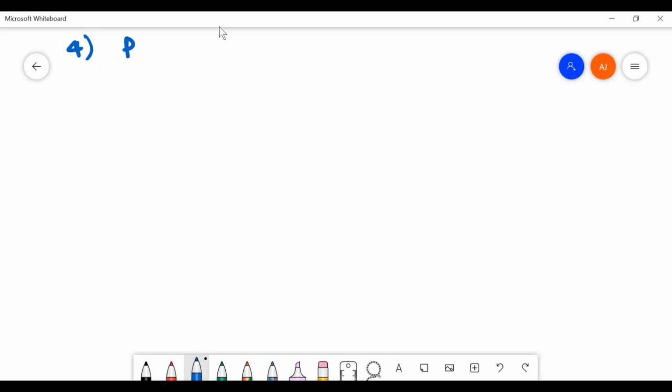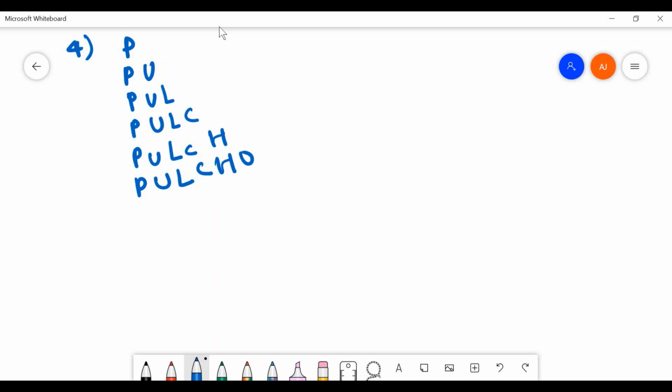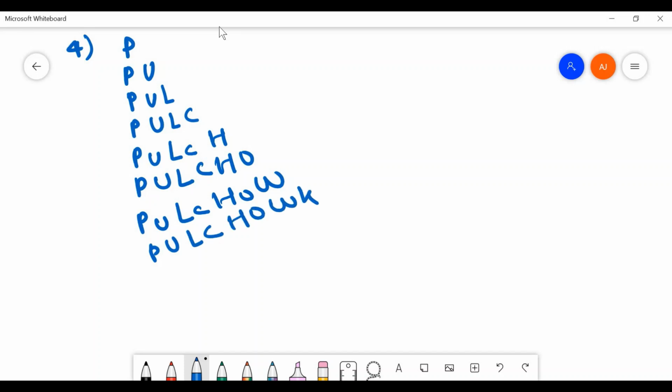It is P, followed by capital P capital U, followed by capital P small u capital L, followed by capital P, capital U, capital L, capital C, followed by capital P small u capital L small c capital H, followed by capital P capital U capital L capital C capital H capital O, and so on up to capital P U L C H O W A. So you can see this is capital followed by capital, capital small, capital, and so on. This is the pattern.